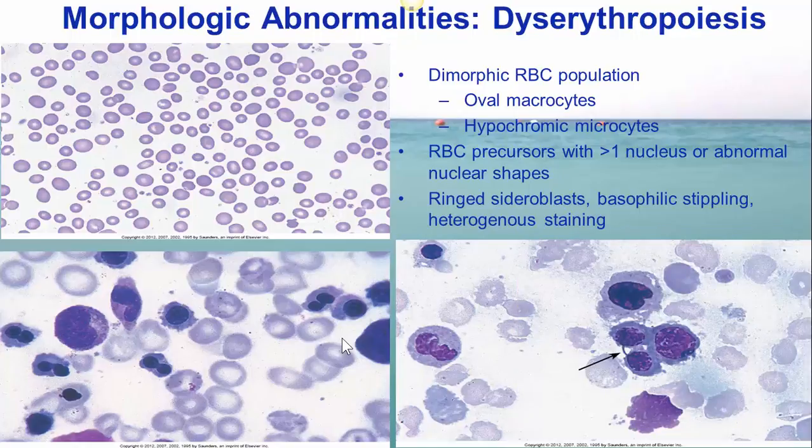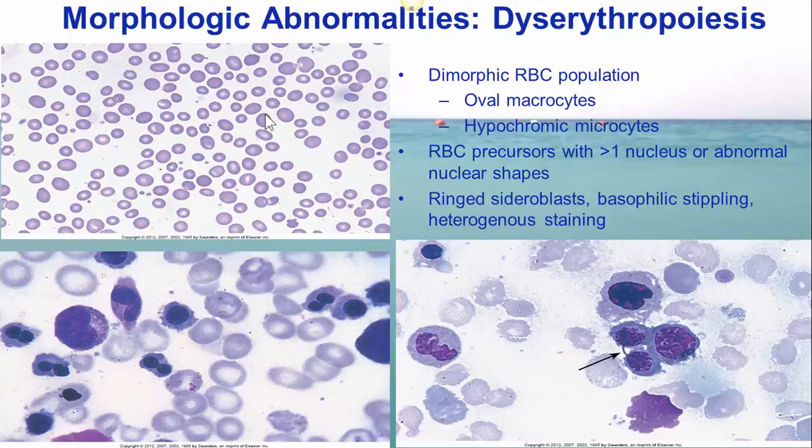Let's look at the three cell lines affected in MDS. First, the red cells. In peripheral blood film, overall macrocytes is the most common finding. MDS should be suspected if there's no vitamin B12 or folate deficiency. Hypochromic microcytes are also seen. That's why we call it a dimorphic red cell population.